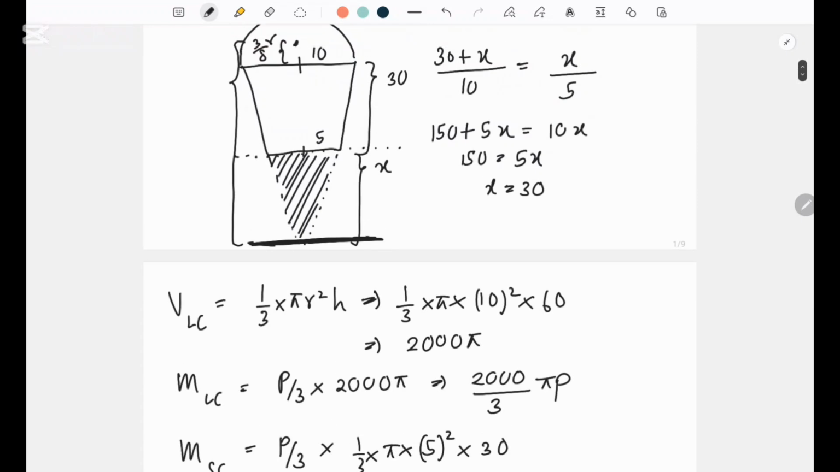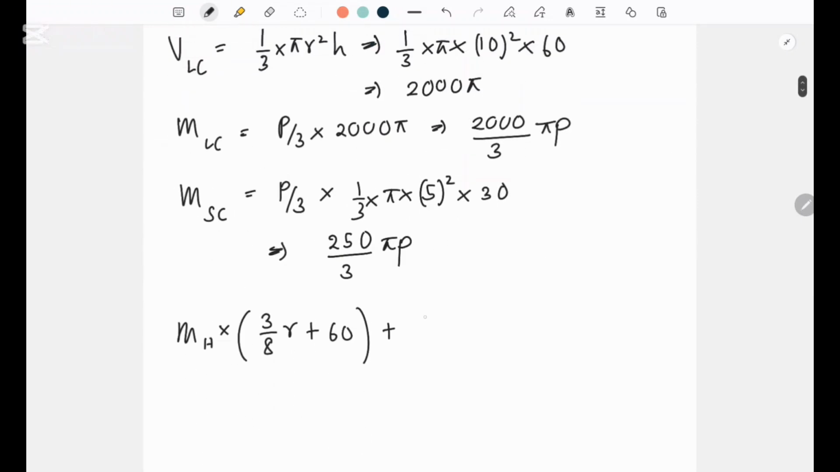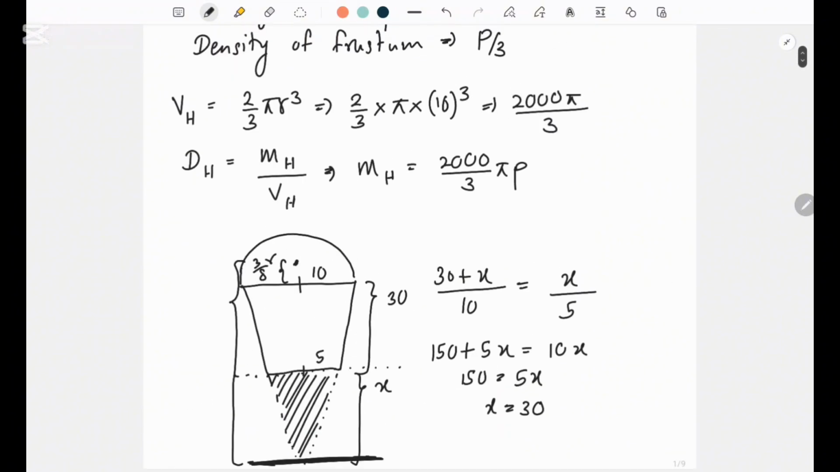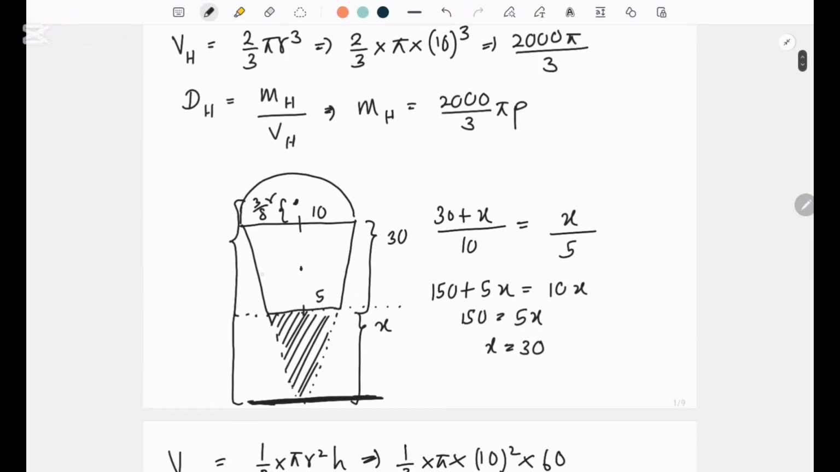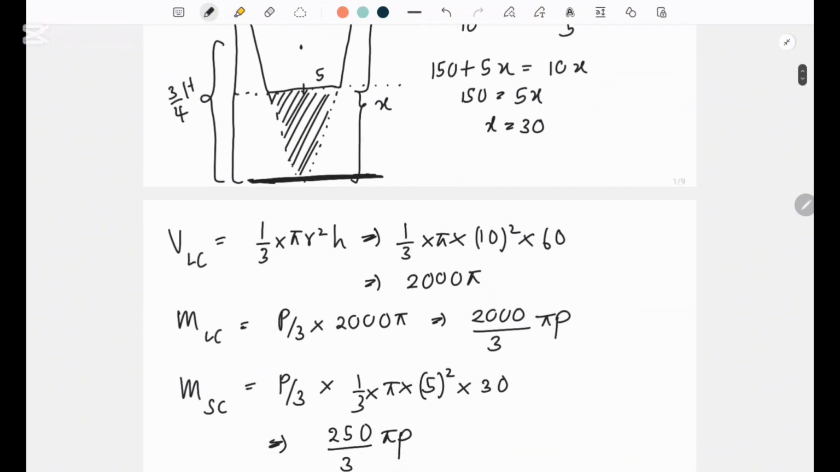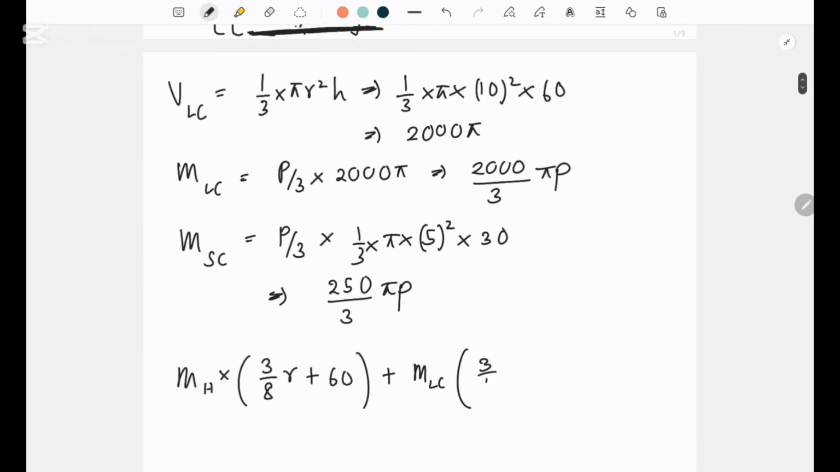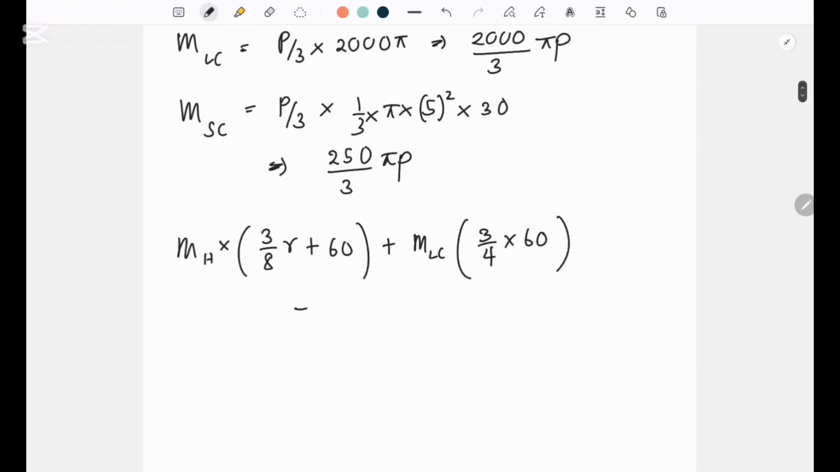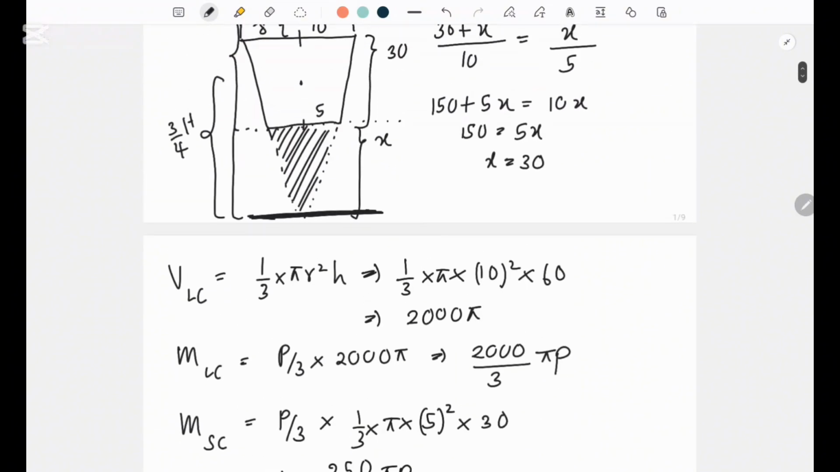Plus the larger cone, which is going to be MLC into, so the center of mass for the larger cone would be somewhere here, and it would be 3/4 its total height. So that into 3/4 h, which is going to be 60, right? Subtracted by the smaller cone, because it's removed, right? The smaller cone is removed, so its center of mass would be somewhere here. The same thing again, 3/4 h.